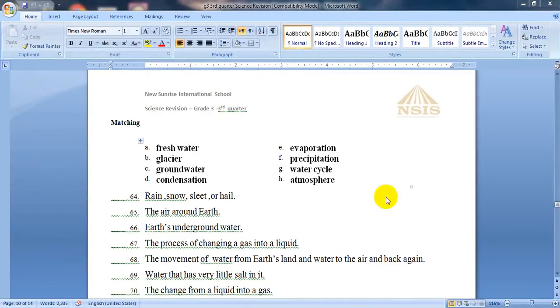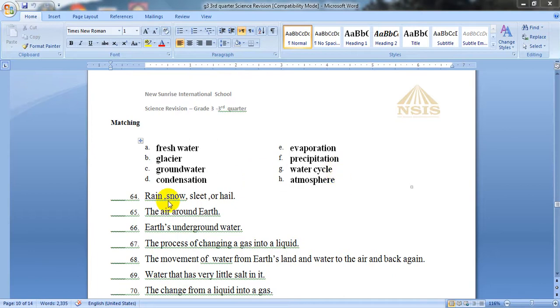We will start with page number 10, which starts with question number 64. Here you have 8 words and you need to write the correct letter next to the definition or the sentence which matches with it. Let's read the words first. Fresh water, glacier, groundwater, condensation, evaporation, precipitation, water cycle, atmosphere.